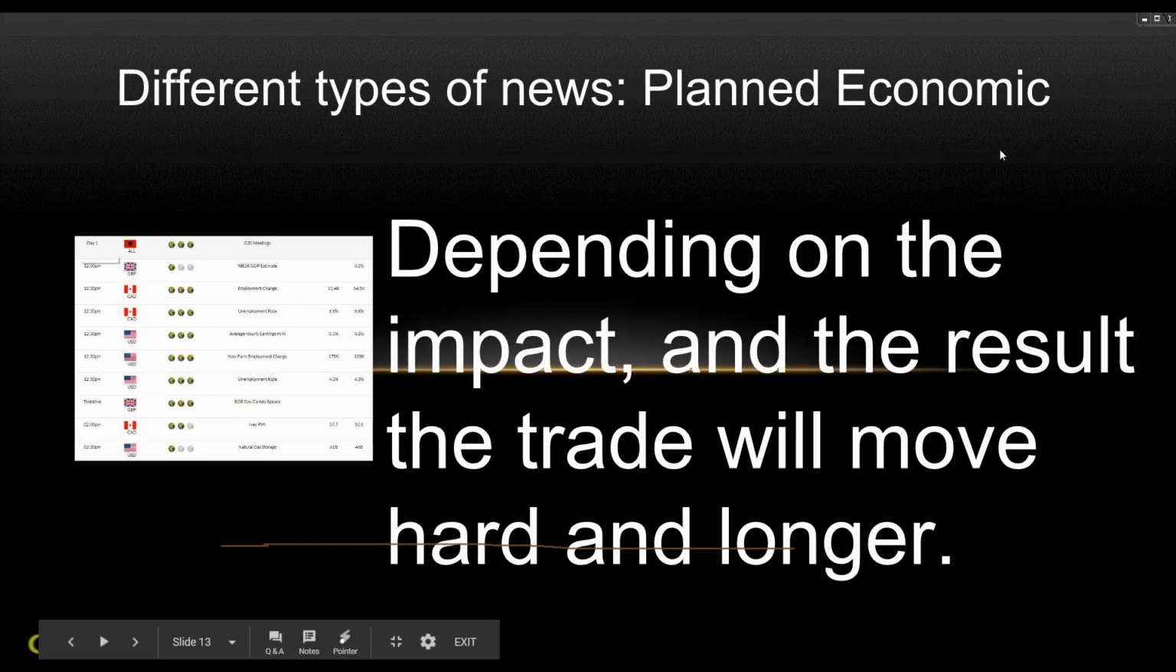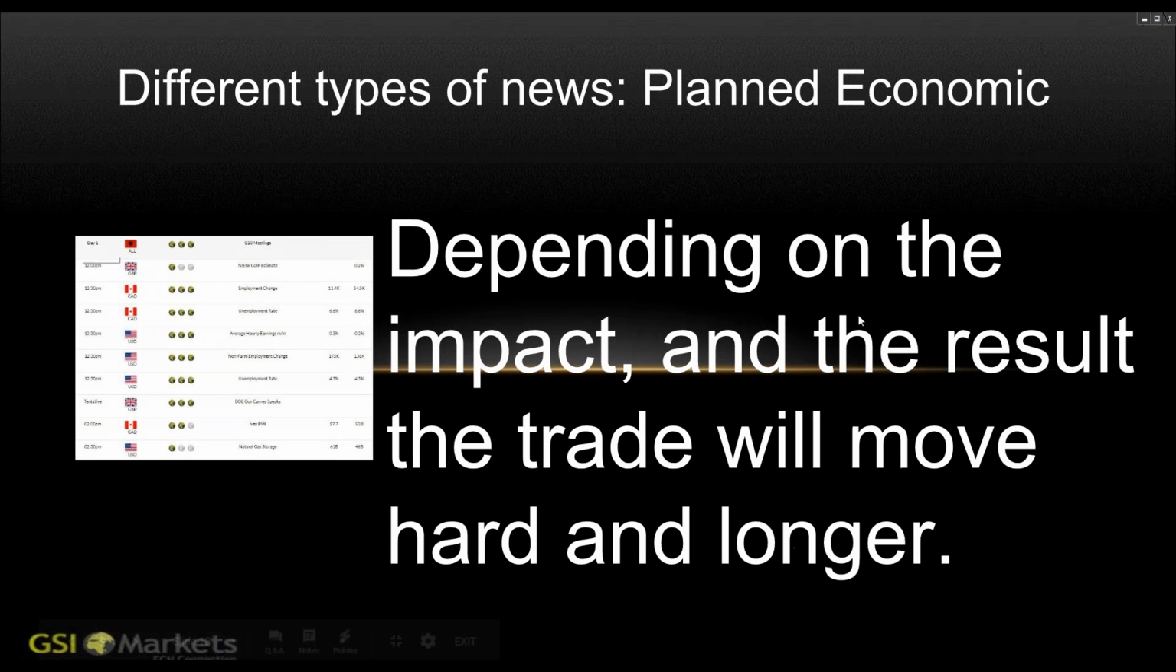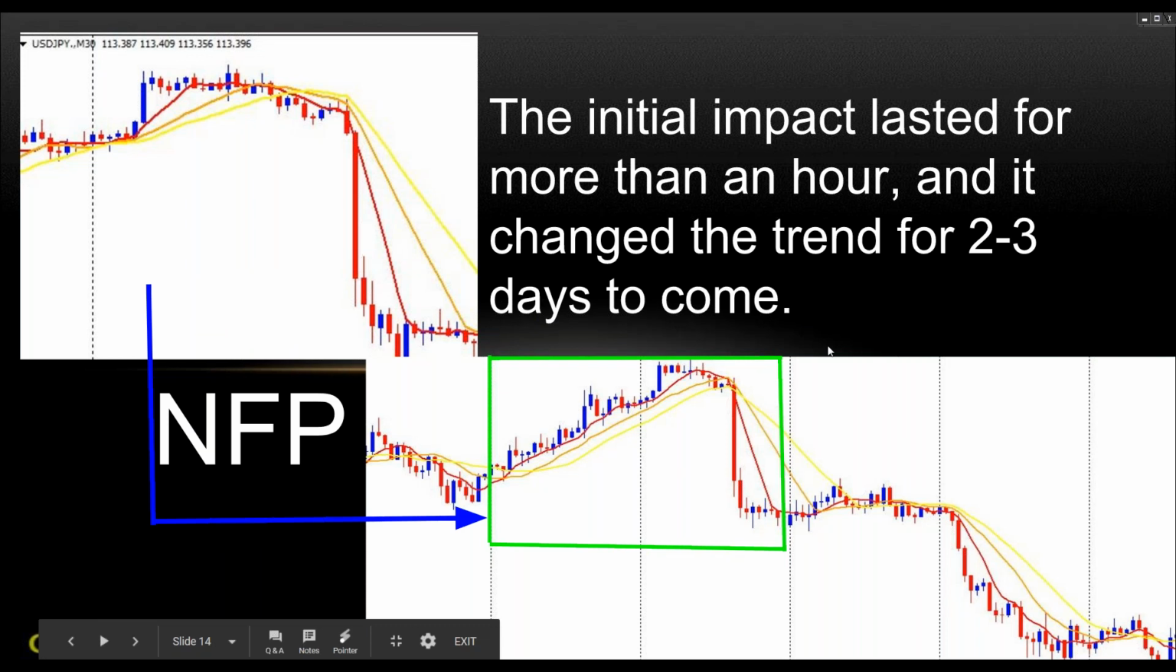Firstly, we can be aware of these particular events. Now, tomorrow we have the big one, which is the non-farm payrolls, okay? Now, how can we trade this? This is really interesting. Now, here is the last non-farm payrolls, okay?